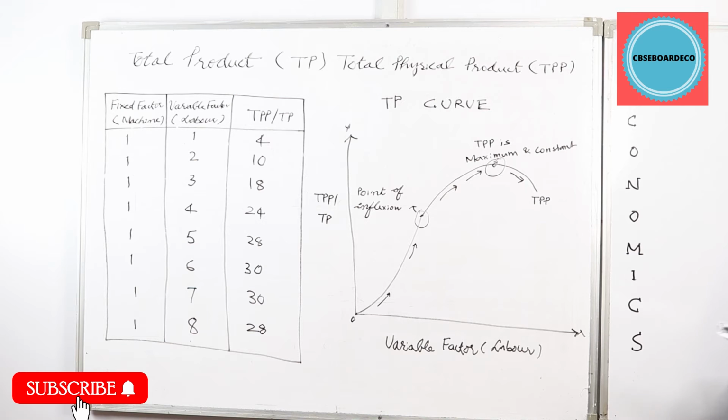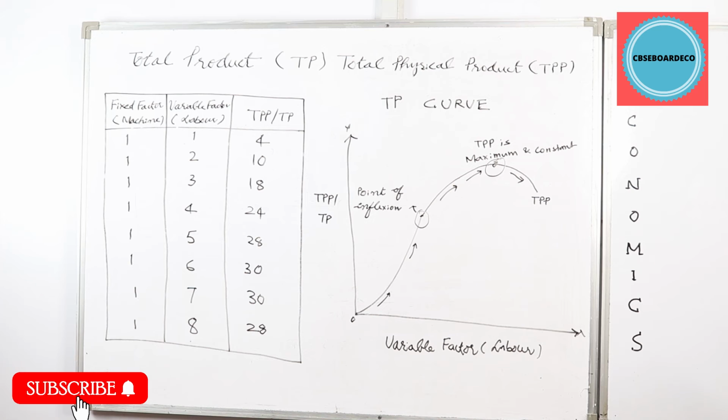What exactly is TPP? Defined, total physical product or total product. Total physical product is the total number of units produced by a firm by engaging or employing a certain number of fixed and variable factors of production at a given point of time at a given level of technology. That's of course in the short period. In the short period, TPP can be increased by increasing only variable factors of production, and in the long period, it can be increased by increasing all the factors of production.